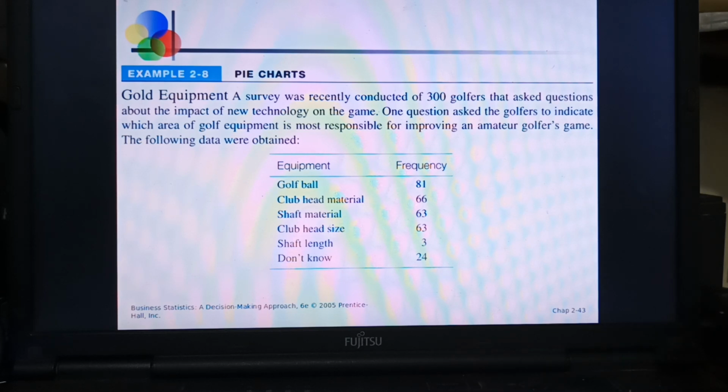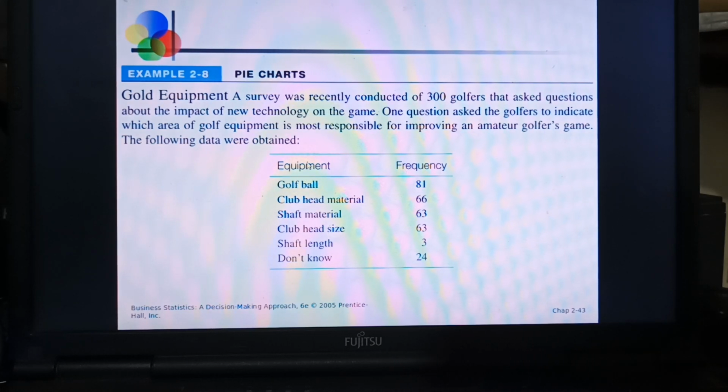A survey was recently conducted of 300 golfers that asked questions about the impact of new technology on the game. So, high-tech na ta karon. Golf, kung siya manual man gid na siya nga dula. One question asked the golfers to indicate which area of golf equipment is most responsible for improving an amateur golfer's game, and the following data were obtained.